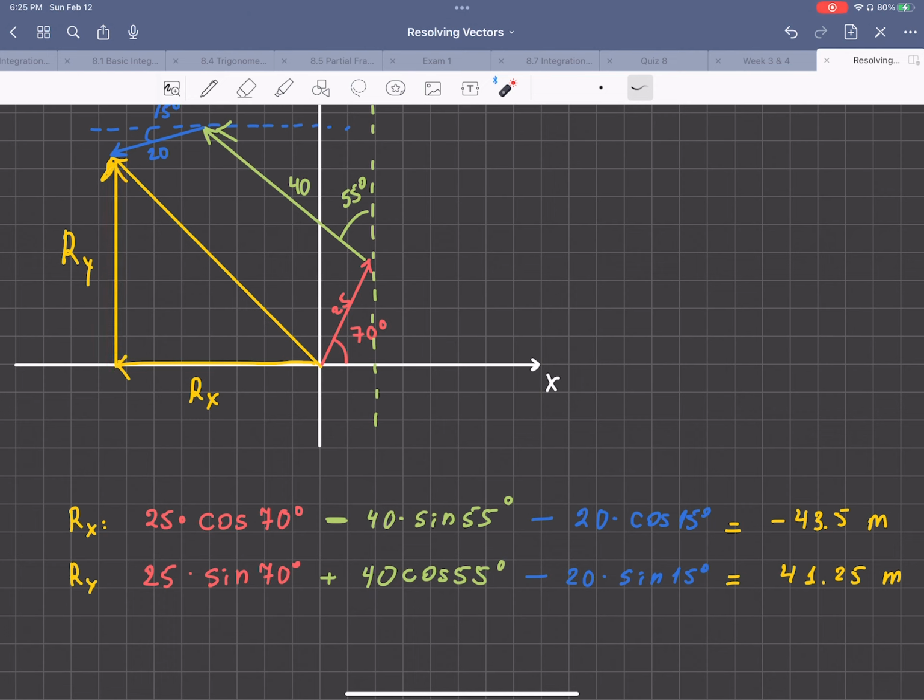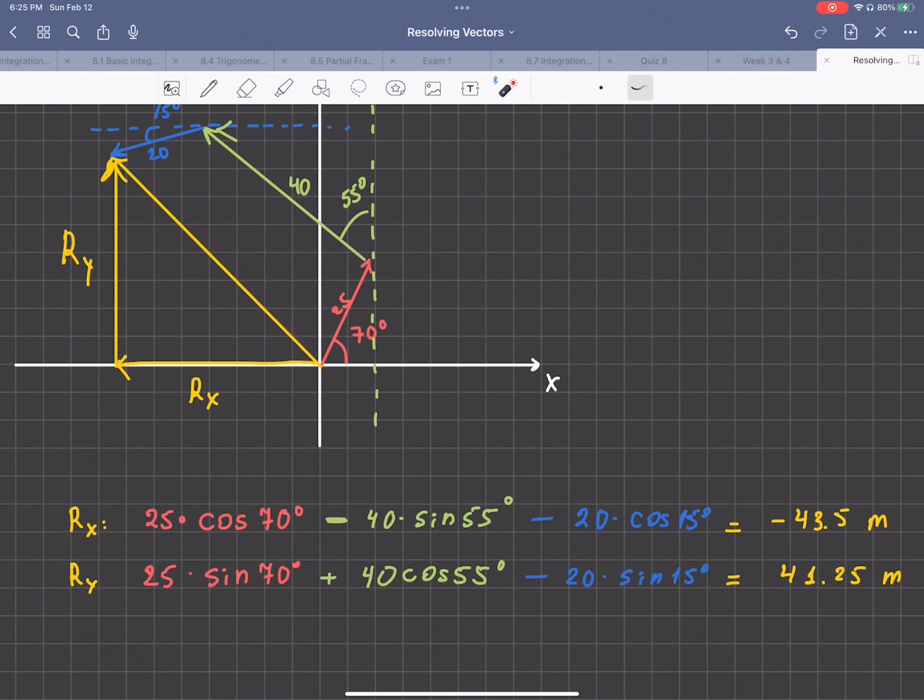They were asking me to find how far the person is from where they started. They started here, and they are right here. So this is how far they are from where they started. This is their displacement, so I need to find this vector.